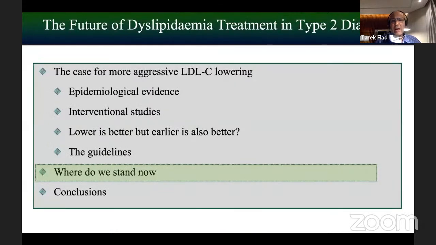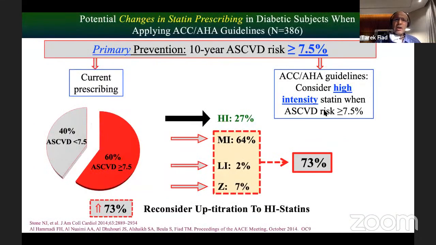Where do we stand? And probably this is the most important part of the talk. We analyzed our data from Sheikh Khalifa Medical City in primary prevention. When we look at the 10-year atherosclerotic cardiovascular event score of 7.5% or greater, the recommendation for these patients is high intensity statin. As a matter of fact, only 27% of our patients were taking high intensity, implying that we have 73% in whom we need to revisit our treatment in order to get them to the goal and to the recommendation of the guidelines.